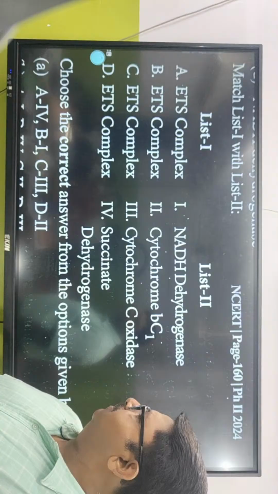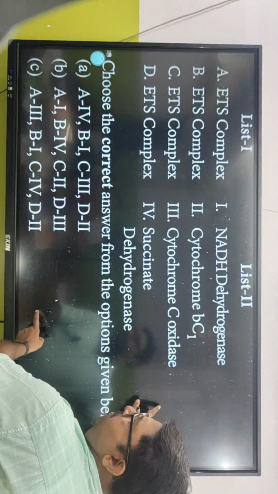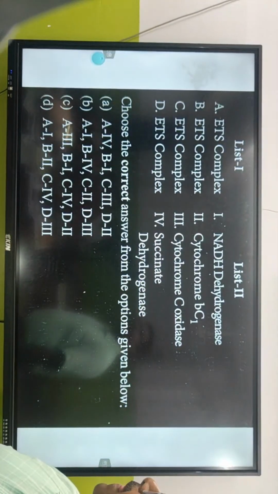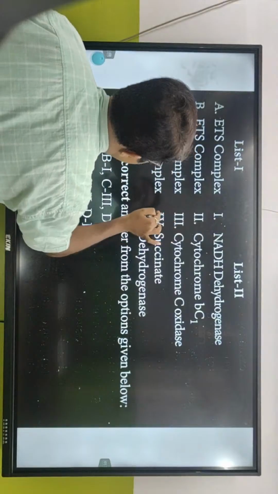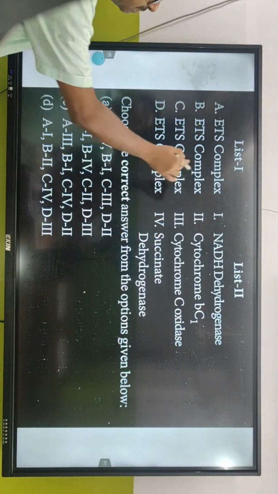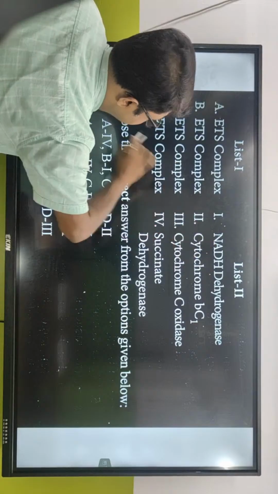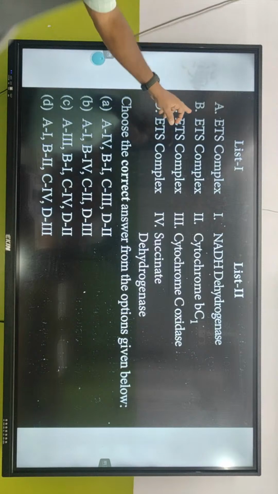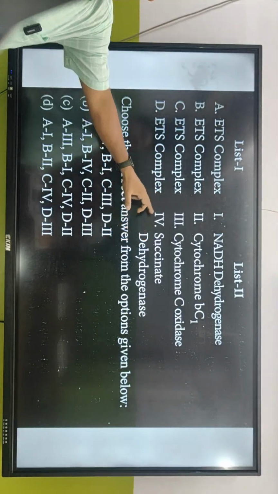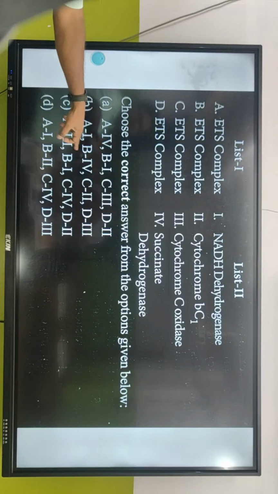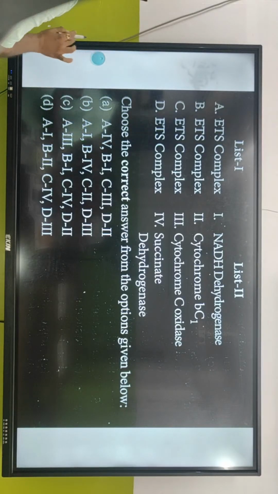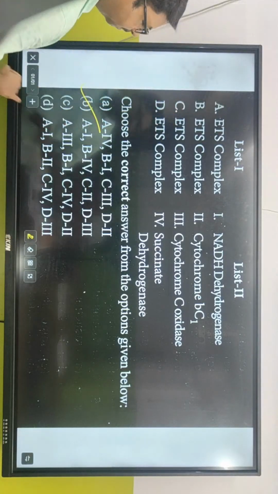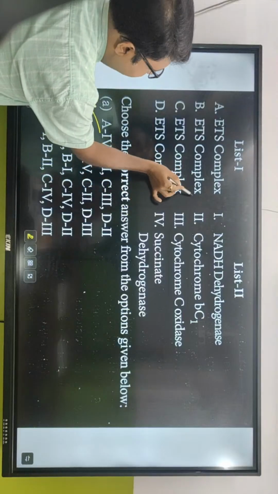বল, এখনই বললাম, বল পারবি? একটু আগে বললাম, চলো। 1 2 3 4 নাম দিয়েছে তো। ETS complex 1 is what? NADH dehydrogenase. So A1 কই? A1 এই দুটো A1। আচ্ছা, নেক্সট ETS complex 2 succinate dehydrogenase, B4 so option B is answer। B4 বললাম তো একটু আগে, B4, then B4.